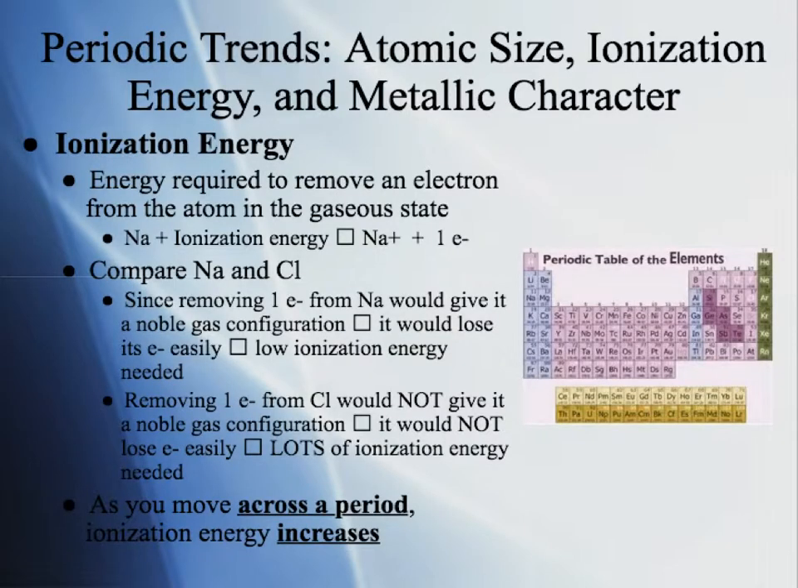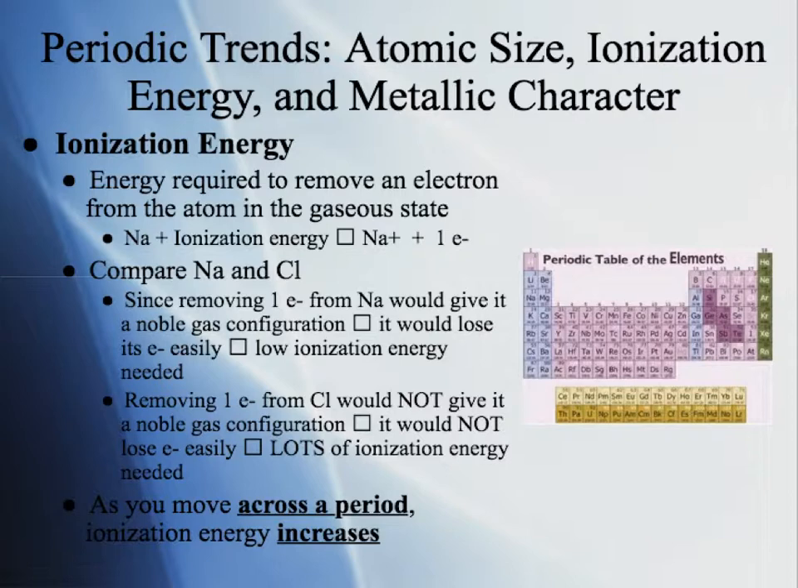All right, so the next periodic table trend is ionization energy. And ionization energy is exactly what the name means. An ion, right, is an atom with a positive or negative charge. And energy is energy. So ionization energy is the energy required to remove an electron from an atom, so that it will have a positive charge. So ionization energy is the energy needed to make an atom an ion.